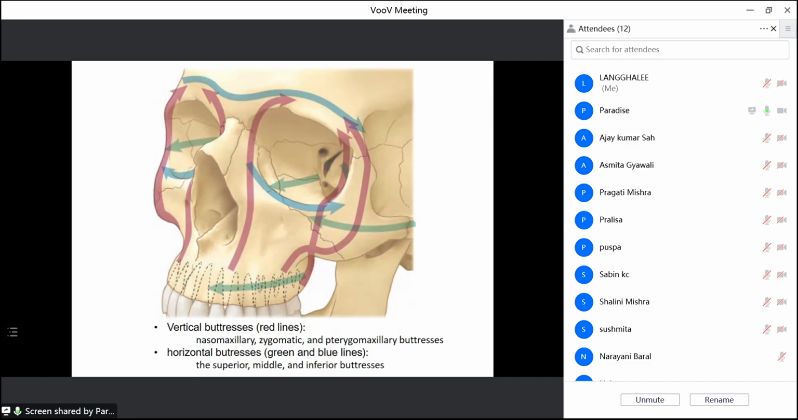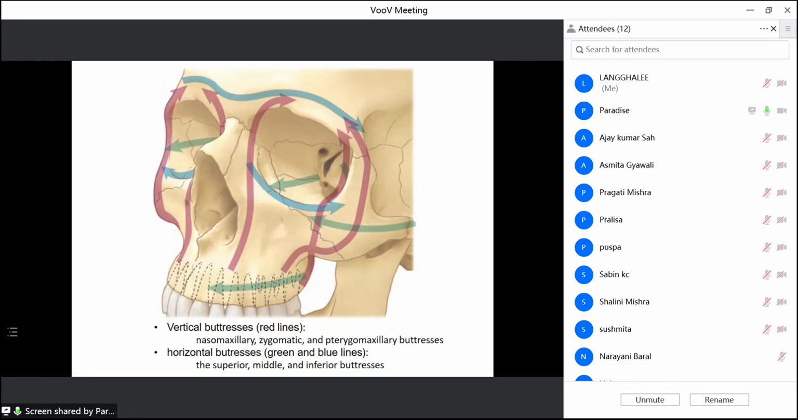In case of maxilla, we normally use the 1.5 mm system, 1.5 mm plate and screw. Unlike the mandible, where we use a reconstruction plate or 2 mm plate, a reconstruction plate is never used in midface. Reconstruction plate is only used in case of mandible. Because the bone is very thin, you can never find any bicortical bone in maxilla. So reconstruction plate is not used in case of maxilla. Usually we use the 1.5 mm system.